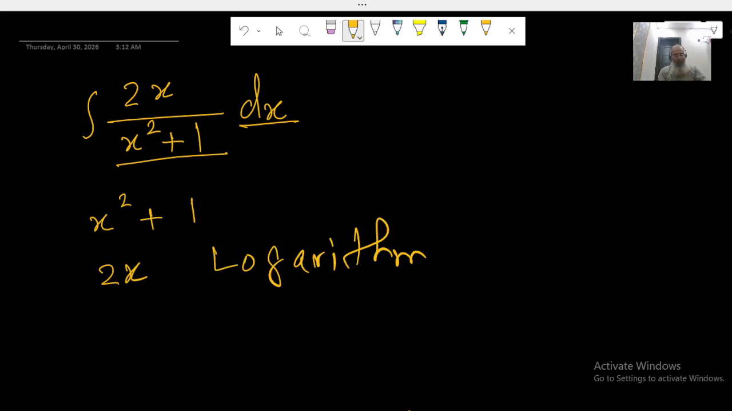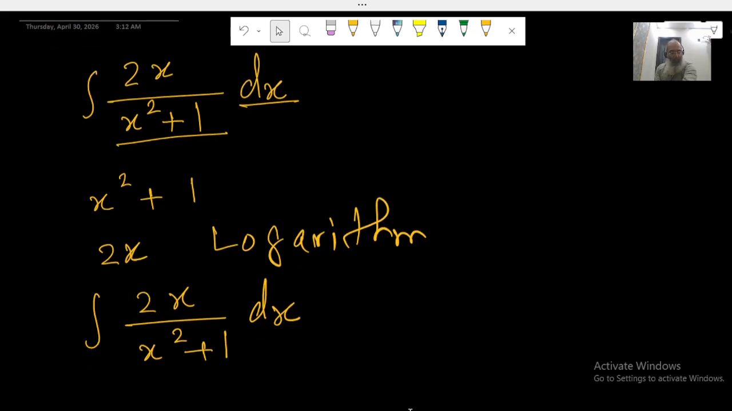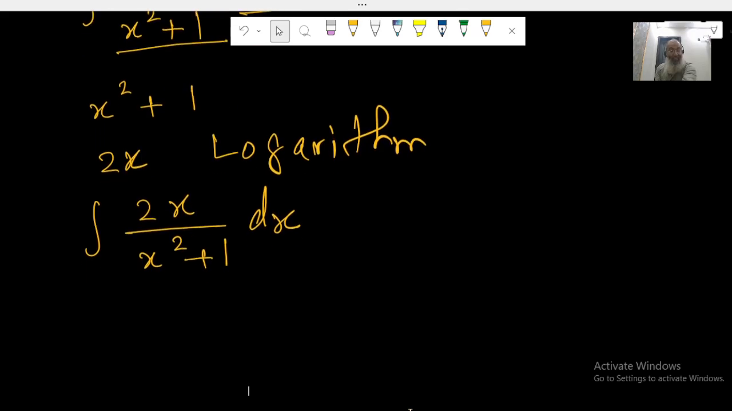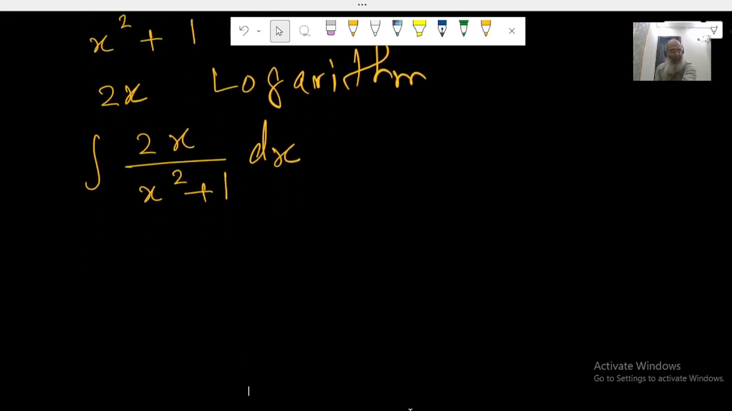Understand? Now I will explain it to you. Stay with us. Look, it's 2x over x squared plus 1 dx. Before applying any method, always compare whether the numerator is the derivative of the denominator.